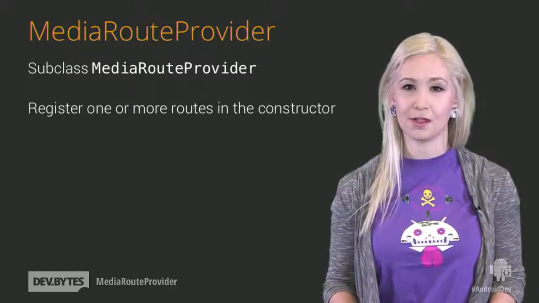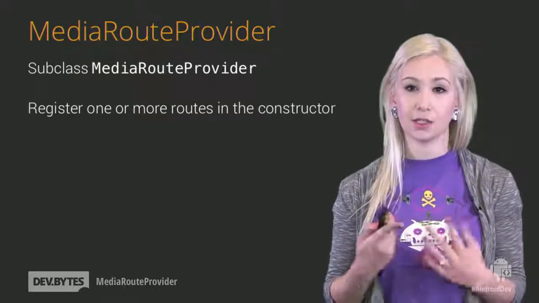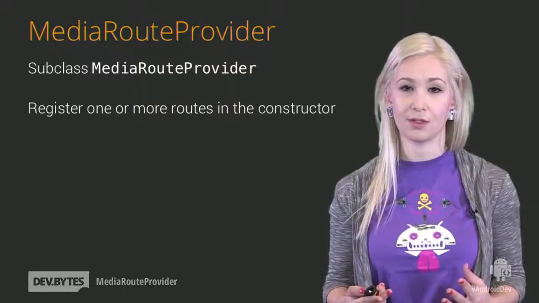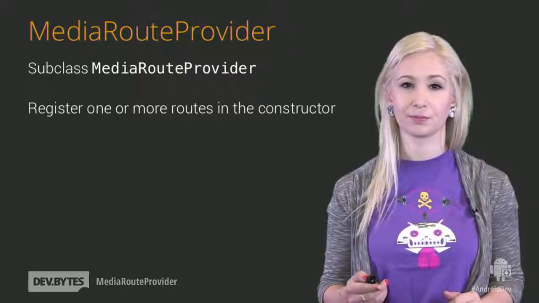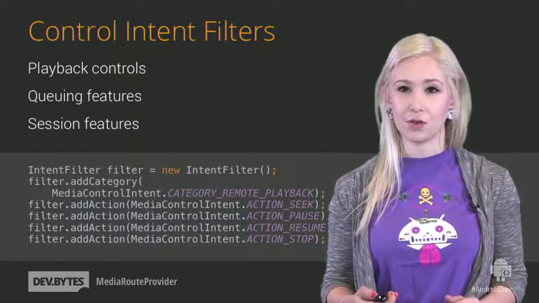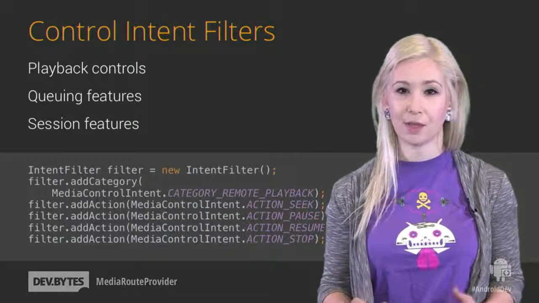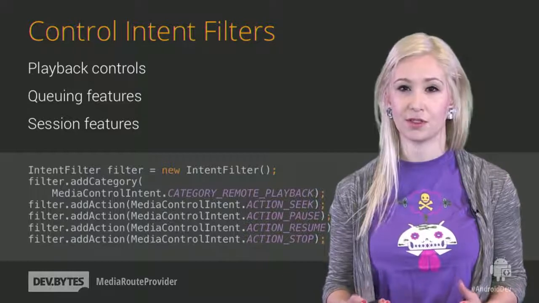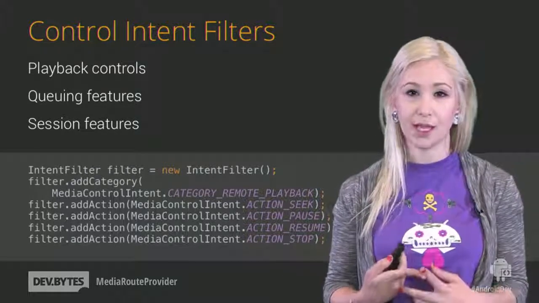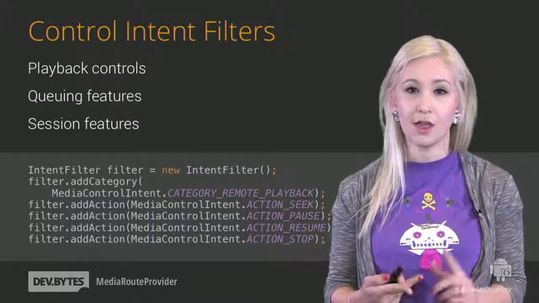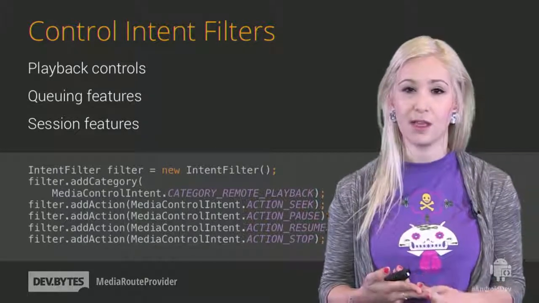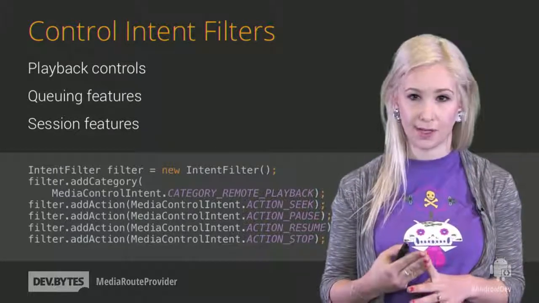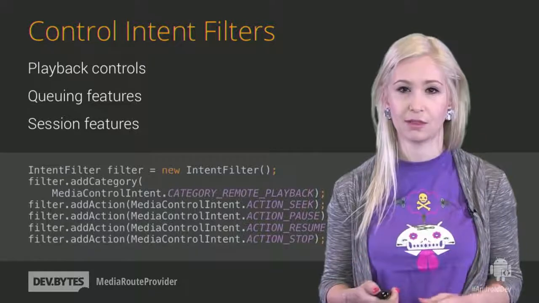So, how do we get started? Subclass MediaRouteProvider, and in the constructor, we register one or more media routes using a media route descriptor. Each route needs control intent filters. These filters tell applications that use your route what types of features are supported, including playback controls like play, pause, rewind, fast forward, etc., queuing features or playlist management, and session features, meaning Android device to playback device connection management.